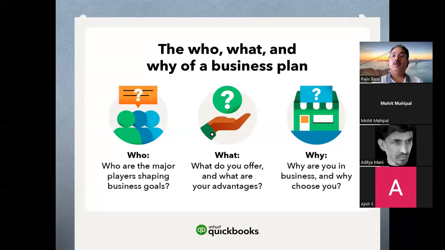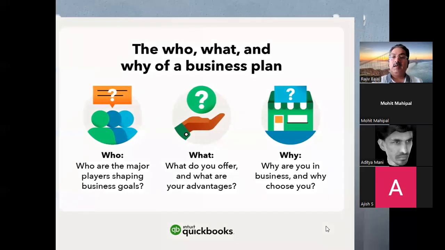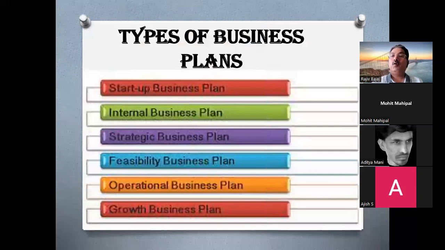So we all need to understand and evolve according to the needs of the customer, and we need to know what and how to make the business plan. Now, what are the different types of plans? One, of course, startup business plan, which is the most important aspect. Then we have internal business plan. We have strategic business plan. We have feasibility business plan, because sometimes only a feasibility study is done, and based on that discussion, we can go ahead or we can drop that plan.